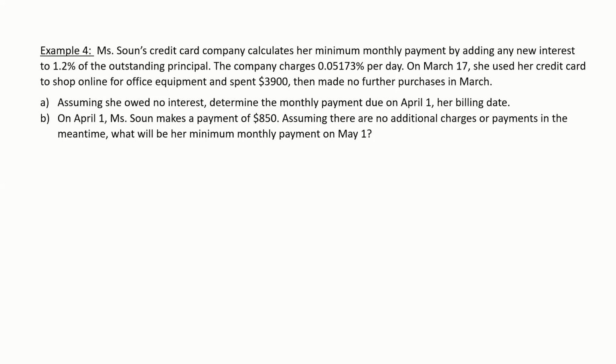So let's start with the first question. Assuming she owed no interest, what is going to be her monthly payment on April 1st, her billing date? So it says it calculates her minimum monthly payment by adding any new interest. So minimum monthly payment is going to be new interest plus 1.2% of the principal.